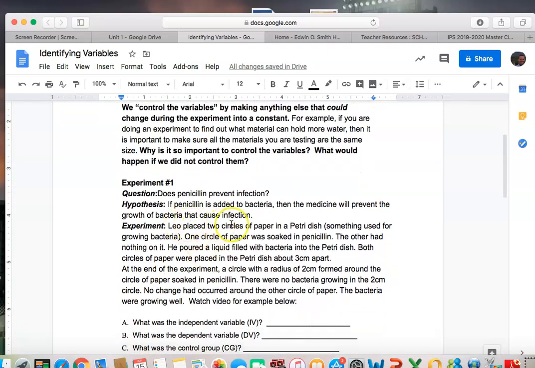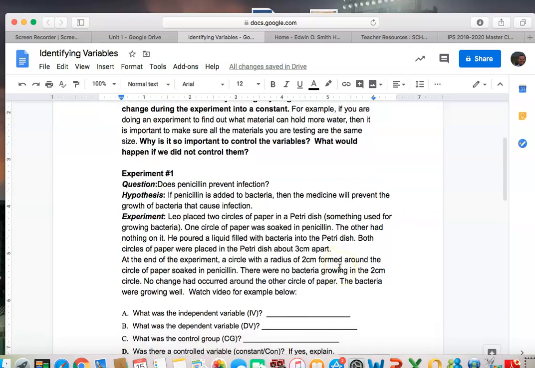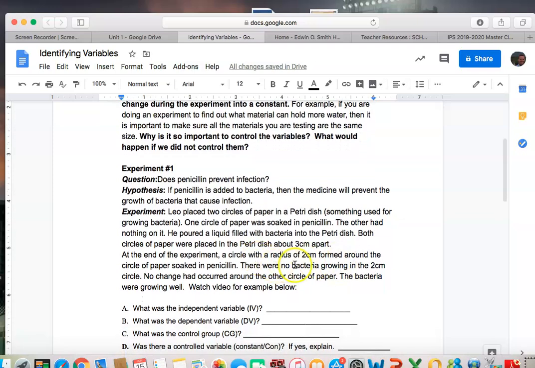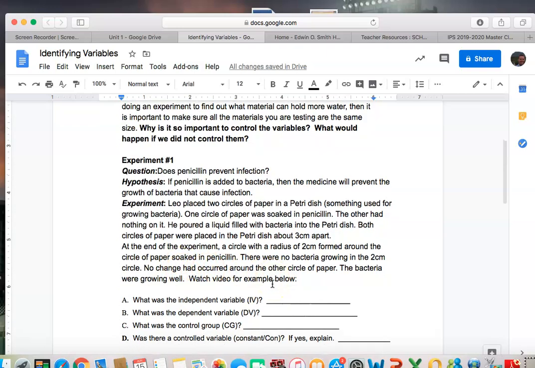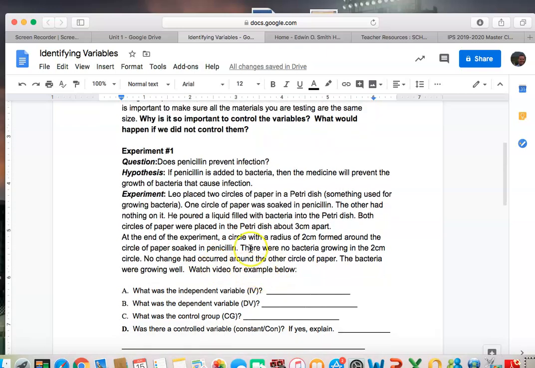You've got Leo placing 2 circles of paper in a petri dish. That's something used for growing bacteria if you want to imagine 2 circles. One circle has penicillin, the other does not. You pour the liquid with bacteria into one petri dish. Both circles of paper are placed in the petri dish about 3 centimeters apart, so it looks like he's doing something to keep some variables constant. At the end of the experiment, a circle with a radius of 2 centimeters formed around the circle soaked in penicillin. There was no bacteria growing in a 2 centimeter circle. No change had occurred around the circle of paper. The bacteria were growing well.